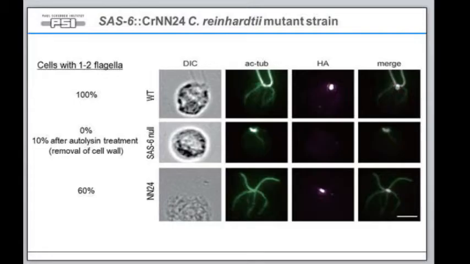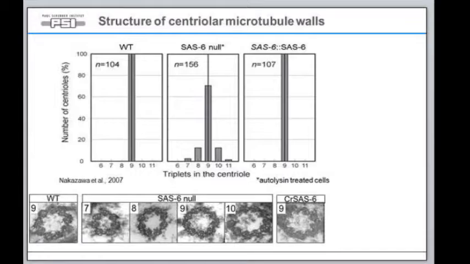We then used electron microscopy of plastic embedded specimens to determine the symmetry of the microtubule wall of these different centrioles. As expected, the wild type very robustly populated only nine-fold symmetric centrioles. The SAS-6 null in the case of autolysin-treated cells, interestingly, still populated predominantly nine-fold symmetric centrioles. However, we also found seven up to 11-fold symmetric centrioles in these null cells. And the rescue, as expected, restored the entire system back to wild type.